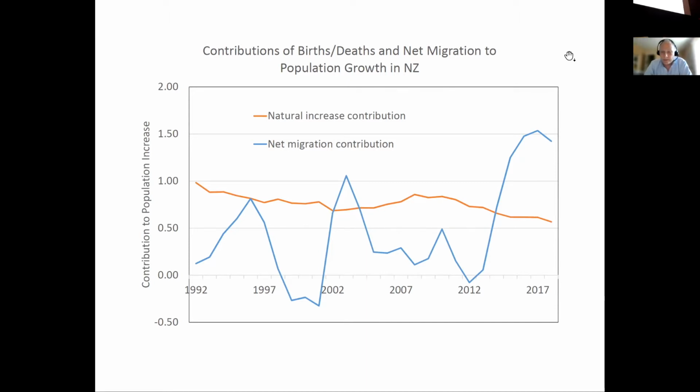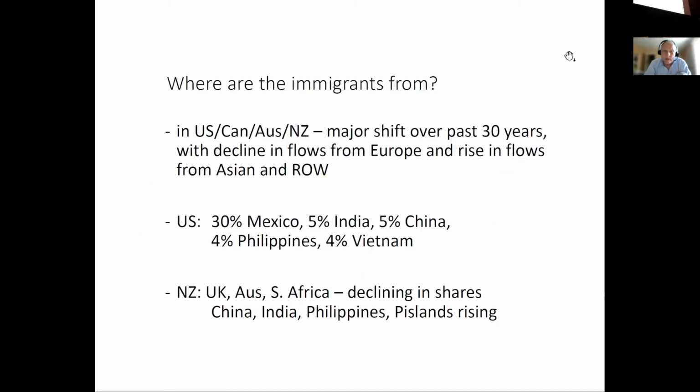And so a question that's quite important and attracts a lot of interest in many countries is where the immigrants come from. That has really shifted a lot over the last 30, 40 years in the major immigrant-receiving countries, so US, Canada, Australia, and New Zealand.